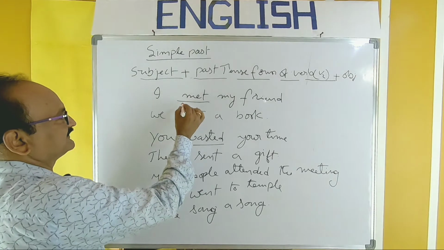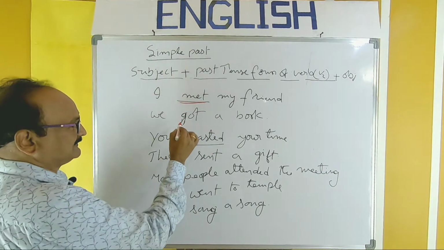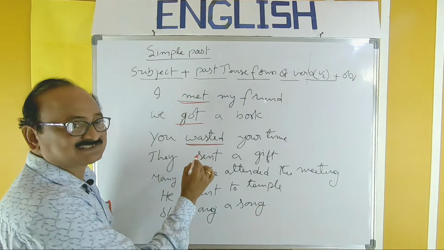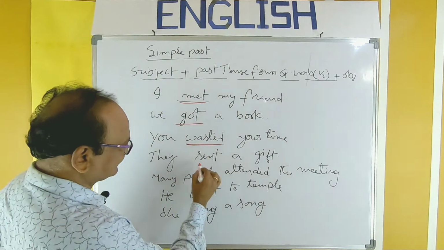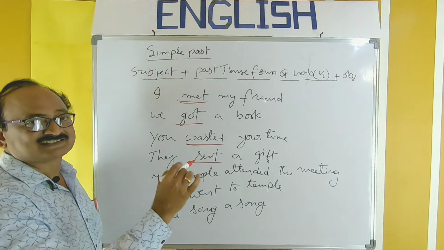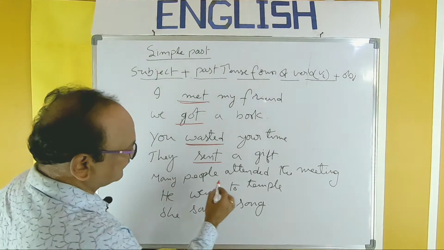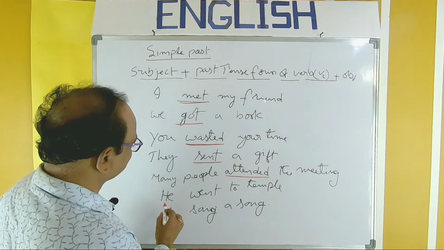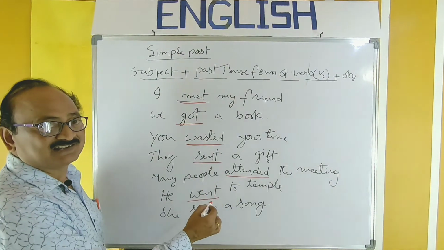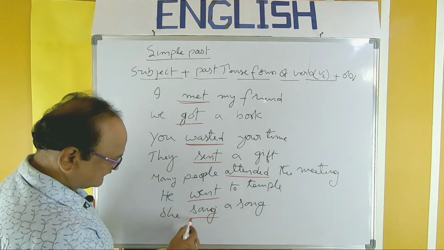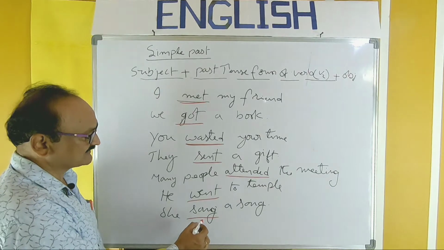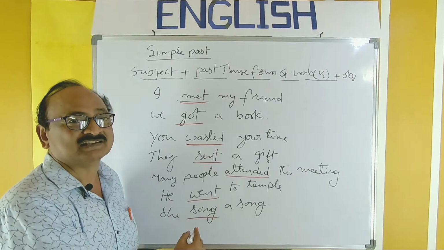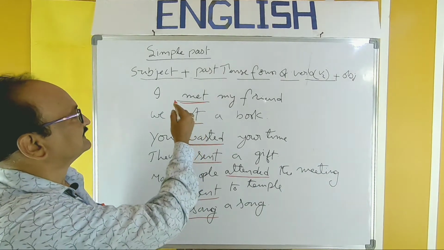Here, along with the subject, we used met, the past tense form. Get, got, got, so that is the second form. Waste, wasted, wasted, second form. They sent, so send, sent, sent, second form here also. Many people attended, attend, attended, attended, second form also. He went, go, went, gone, it is clearly the second form. She sang a song. Sing, sang, sung. So it's also the second form. Like this, you have to use only the past tense form of the verb in the simple past. So this is so easy.